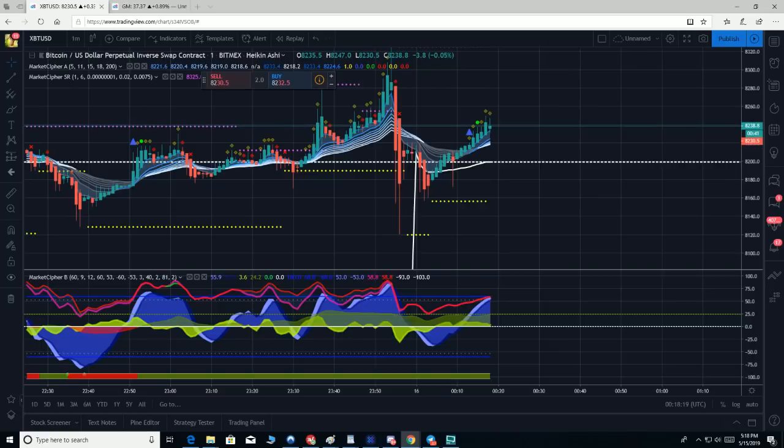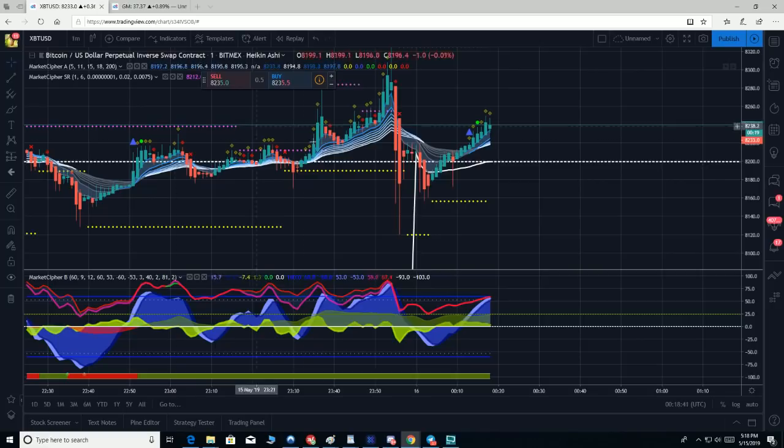But yeah, dude, there was this sharp move down. I saw this total rectangle range. It came right down to the support and resistance, like literally right on the dots.